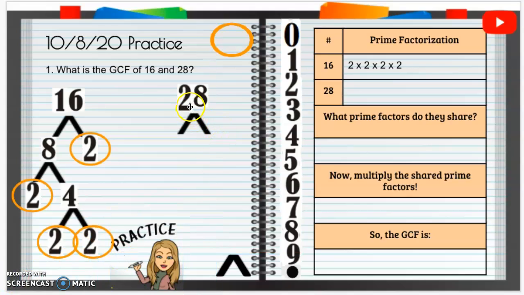All right, so 28, what times what equals 28? Oh, I know, 7 times 4 equals 28. Can we do that? Absolutely. 7 times 4. Is 7 a prime number? Yeah, because we can't break it down. The only 2 factors are 1 and itself, so 7 is indeed a prime number. What about 4? Nope, we have to break that down. What times what equals 4? 2 times 2 equals 4.